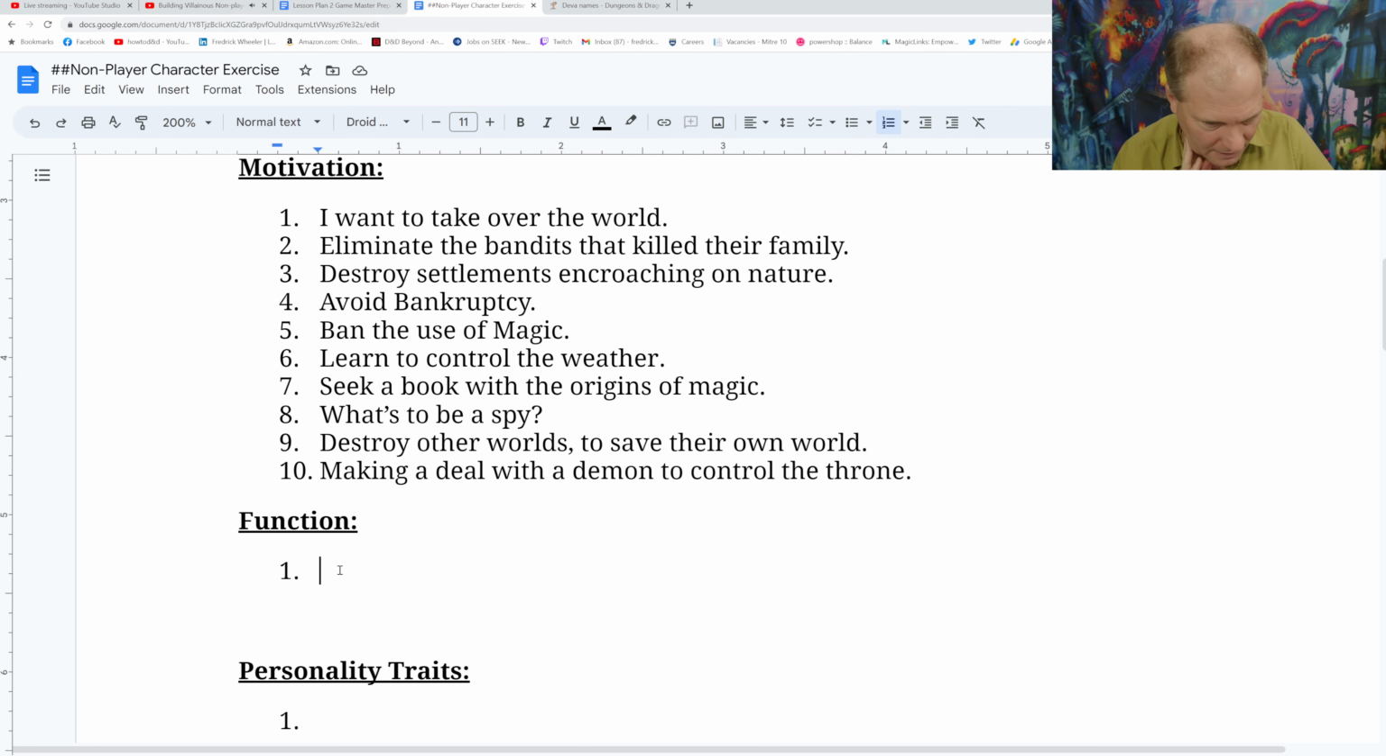Function is like occupation. So hashtag: what is the NPC's function or occupation? There we go.